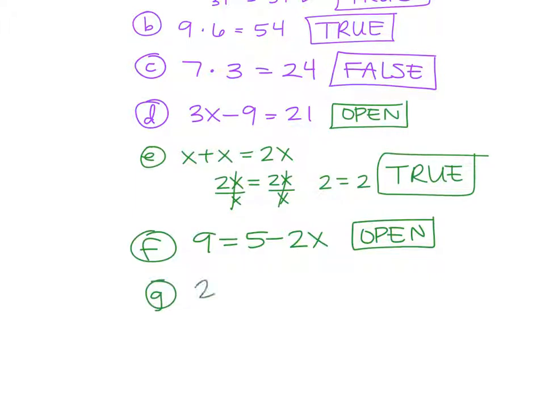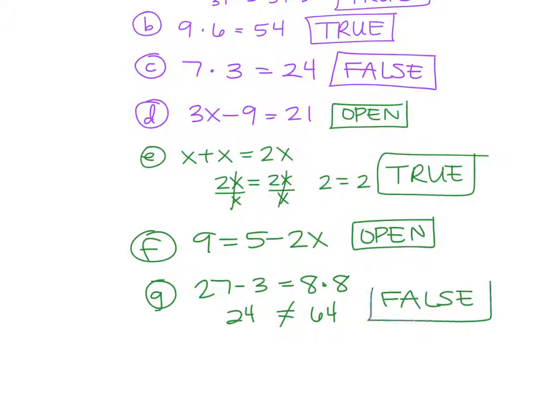What's this one? Last one of these. 27 minus 3 equals 8 times 8. That's false, right? Because this is 24, this is 64. Those are not equal, so we would say that's false. Okay, everyone clear on open, close, or sorry, open, true, and false?